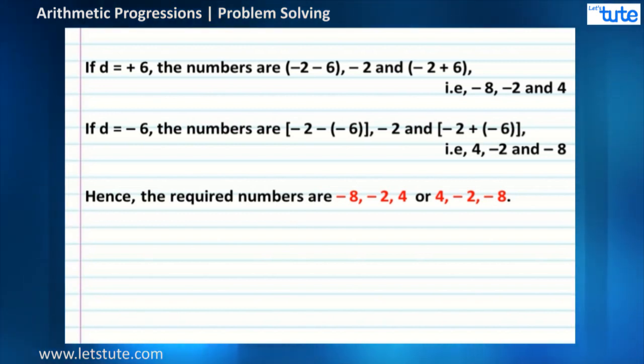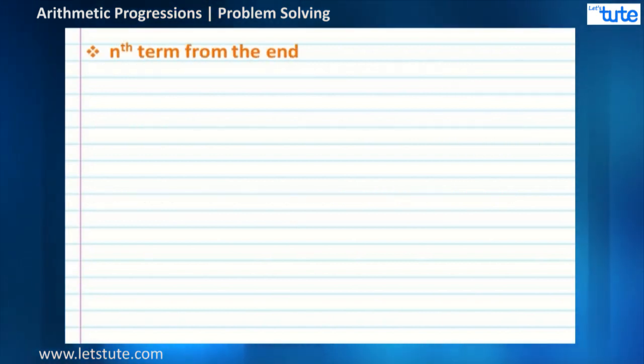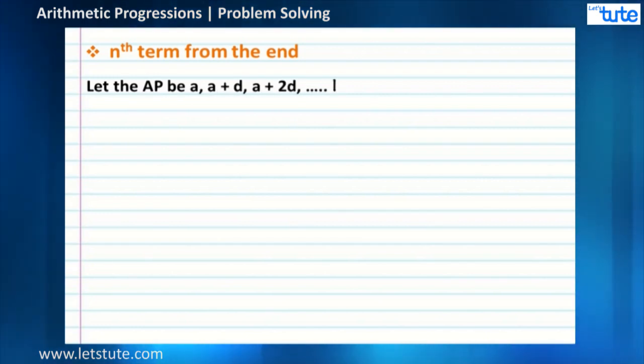Now before moving on to the last clue, let me give you all a small hint which will be useful in cracking the next clue. So the hint is the formula for the nth term from the end. Now let the AP be A plus D, A plus 2D and so on up to L.